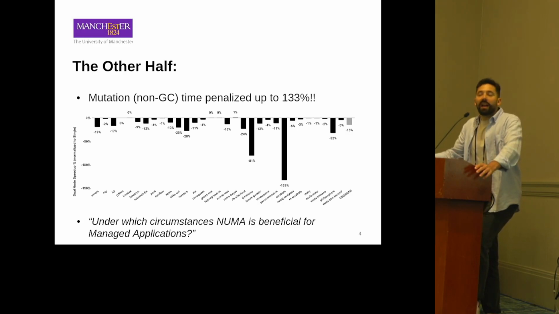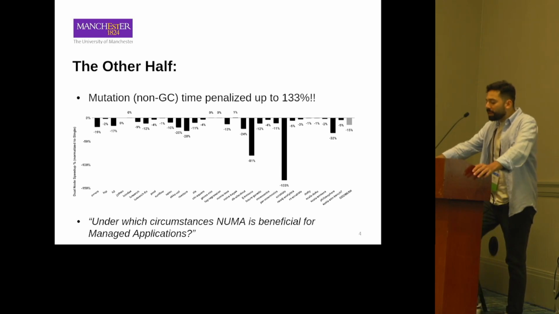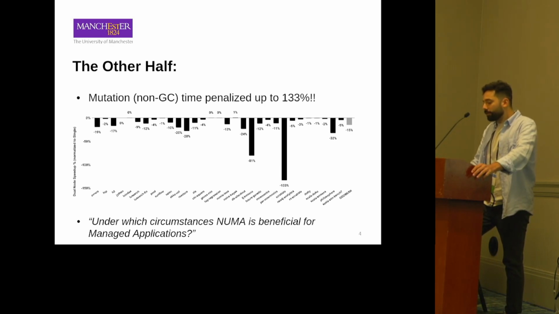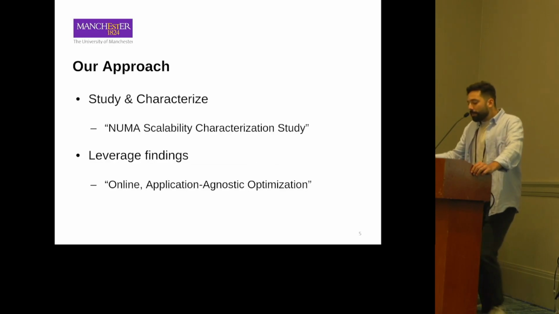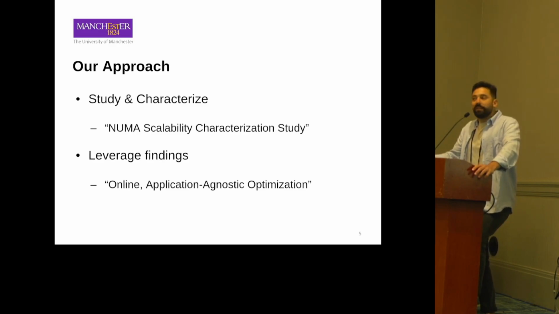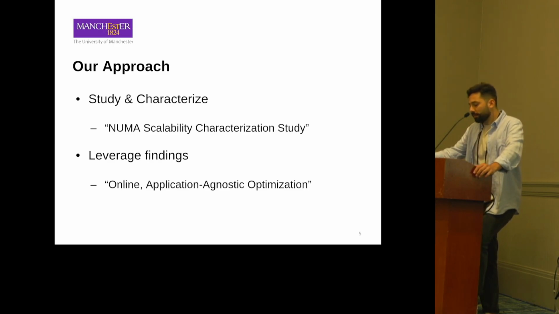Consequently, a natural question that arises from this observation is under which circumstances NUMA is beneficial for a managed application. And here comes our approach, which is, first of all, to study and characterize a large set of managed applications from the DaCapo and Renaissance benchmarks in order to understand why some applications are not able to scale, why some others can scale, and draw a conclusion under which circumstances NUMA is beneficial. As a second step, we leverage those findings in order to provide a better solution. In our case, we propose an online and application-agnostic optimization.